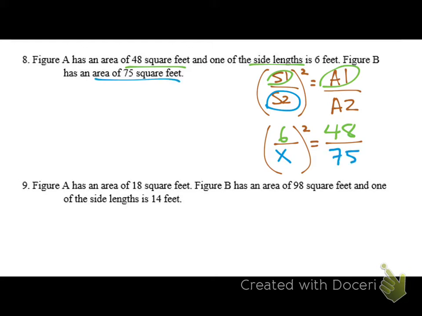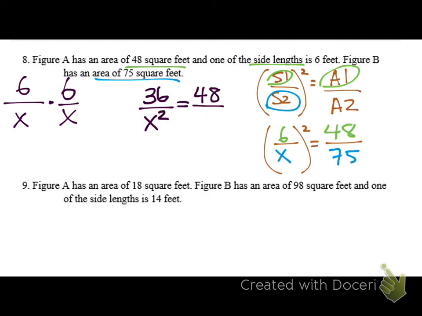75. Okay, so whenever you square a fraction, whenever you square anything, you're multiplying it times itself. So you're doing 6 over x times 6 over x. You're squaring the top and you're squaring the bottom, essentially. So what is 6 squared? And then x squared is x squared. And it equals 48 over 75.